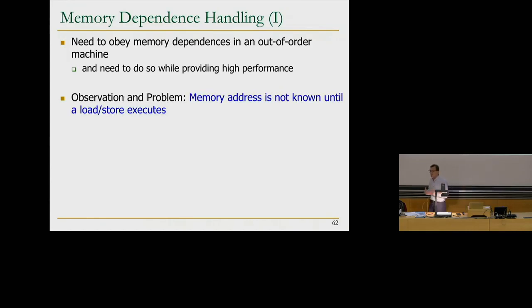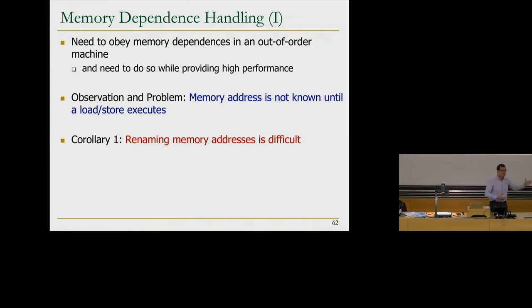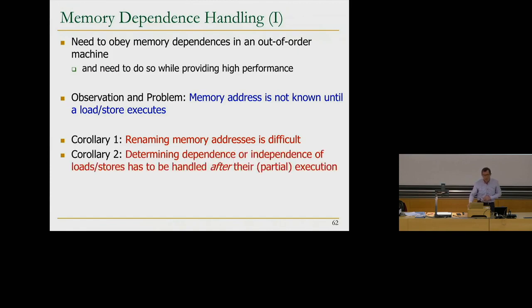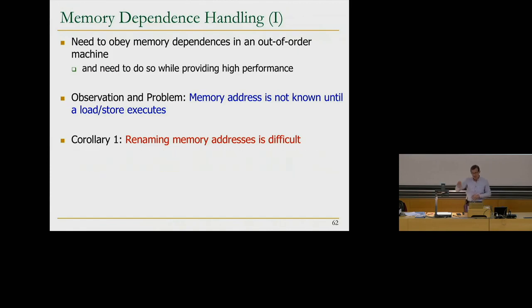The key observation and key problem is that the memory address is not known until a load or a store instruction executes. So the first corollary is that renaming memory addresses is difficult because of this. You cannot do it at the decode stage. If you really want to do renaming, you need to do it over here. But that's too late, because things are already out of order over there. The beauty of renaming was that when you're doing the renaming, it's in order, so you can link the producer to the consumer correctly. Here, it's a mess. Because one instruction may have generated an address in some way, another instruction may have generated an address another way. So let me switch to this very quickly.